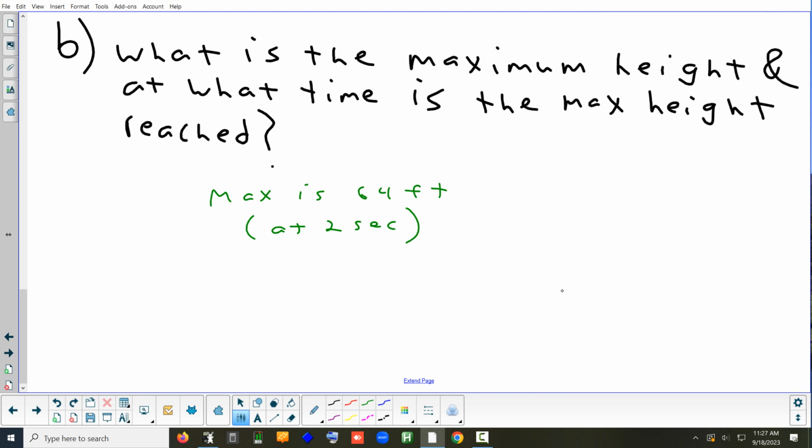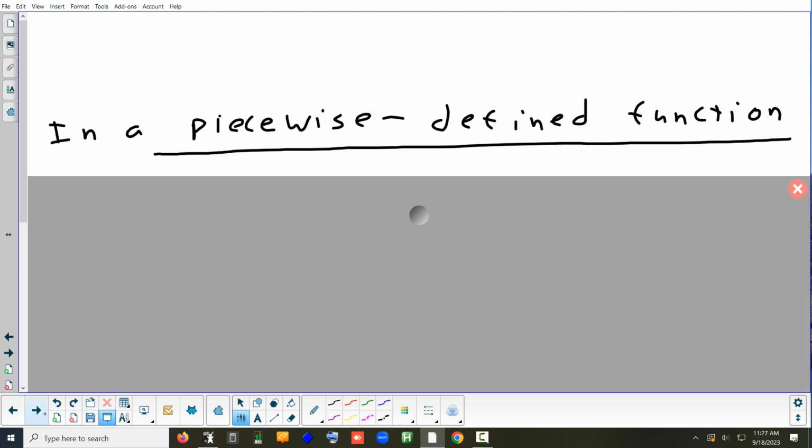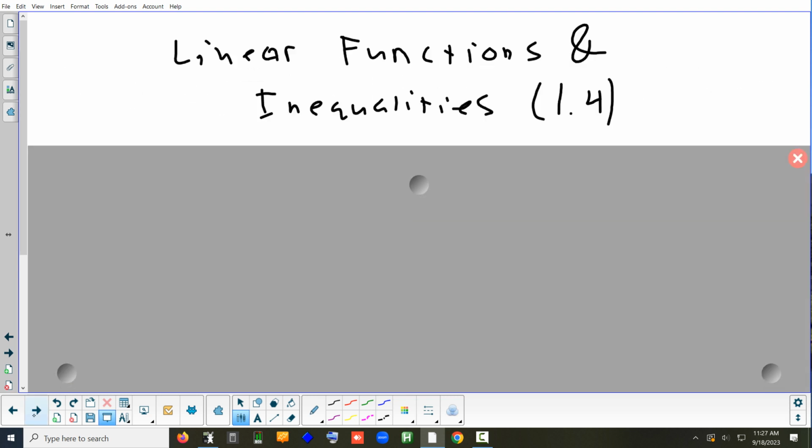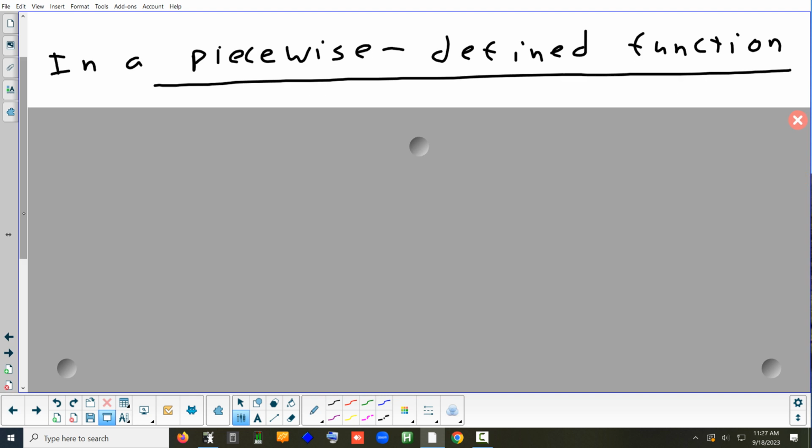Any question on that? Okay, so last thing before we review slope. This part is more just on the calculator. It's graphing. But it's graphing what's called a piecewise function.